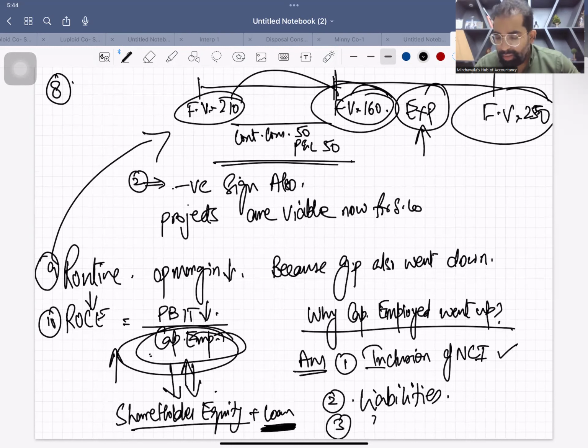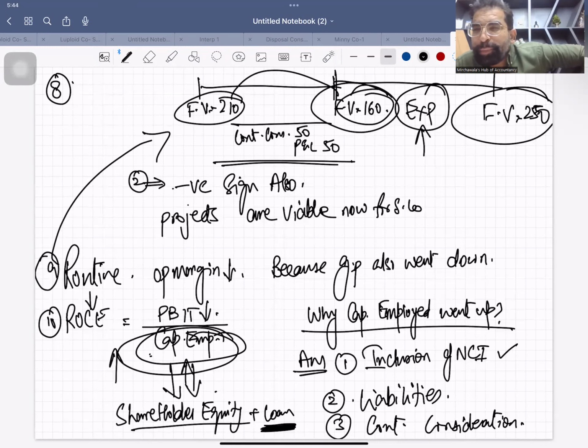Even the third thing is contingent consideration. Because of this takeover, the parent company promised the existing owners of S company that we'll pay you some consideration, which is called contingent consideration. My dear students, it's also a liability, and it's a long-term liability because we have to pay after 3 years. So this also increases your loan, and this is one of the reasons for the reduction in ROS. So you have to write all these things.